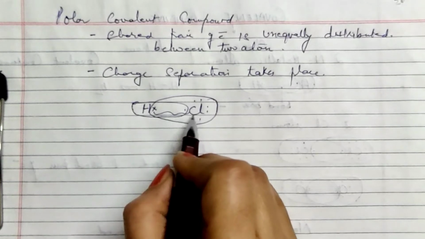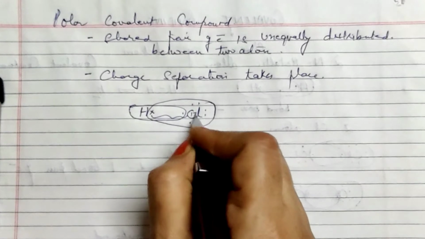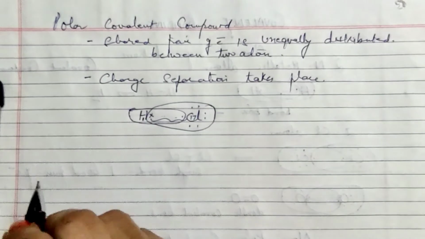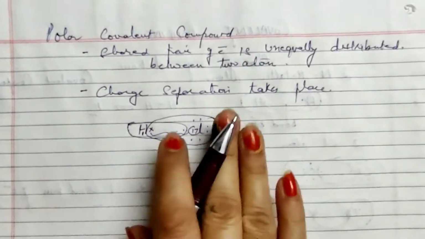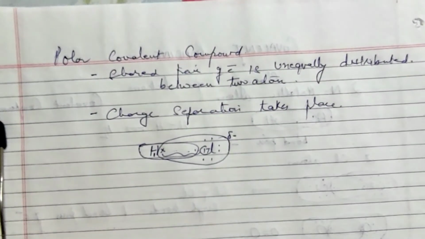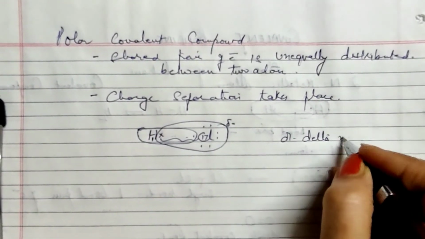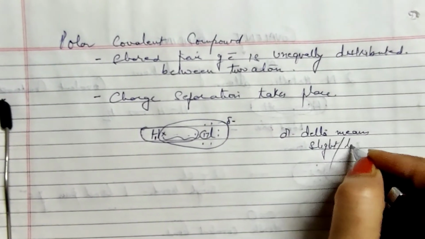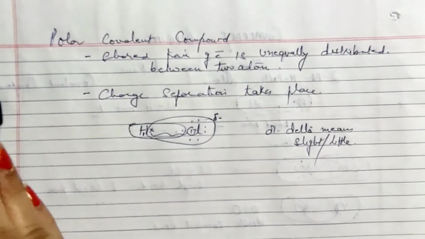But out of hydrogen and chlorine, chlorine is more electronegative than hydrogen. This one has 17 protons pulling the shared pair of electrons. This one has only 1 proton pulling the shared pair of electrons. With the result, the entire electron cloud moves towards chlorine, thus imparting a slight negative charge to chlorine. This is known as delta, and it means slight or little. So it has a slight negative charge over it just because of the shifting of the electron cloud towards chlorine.